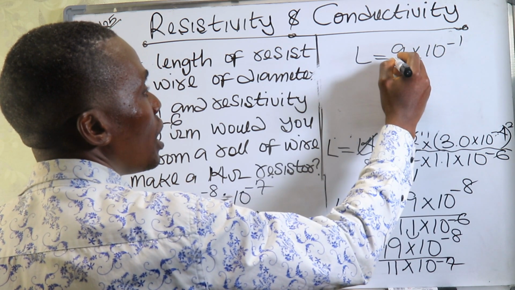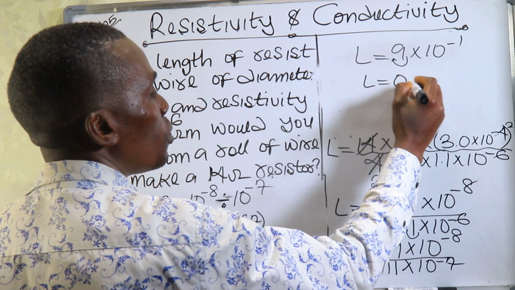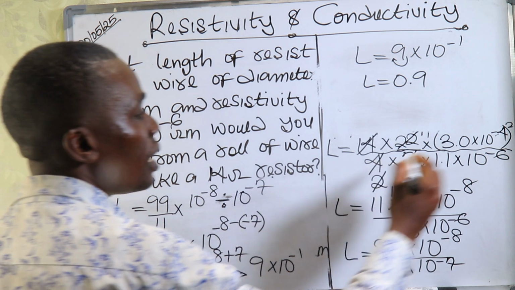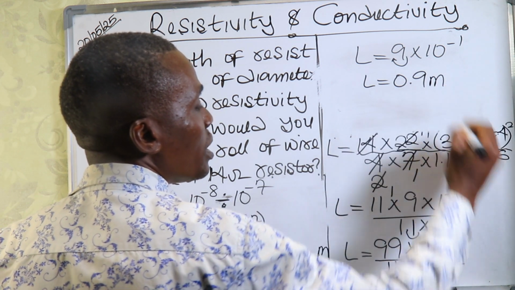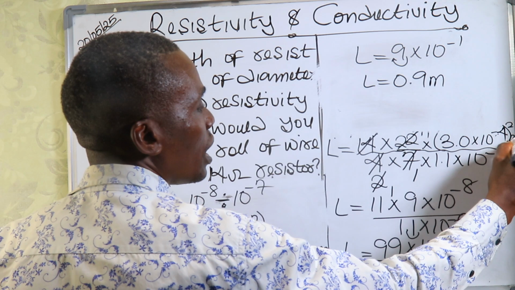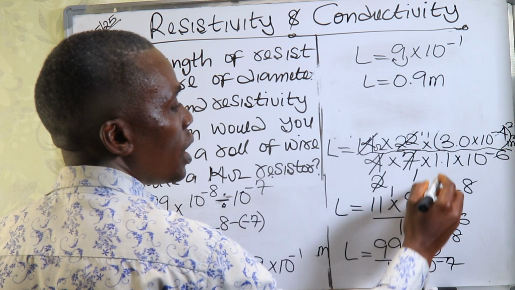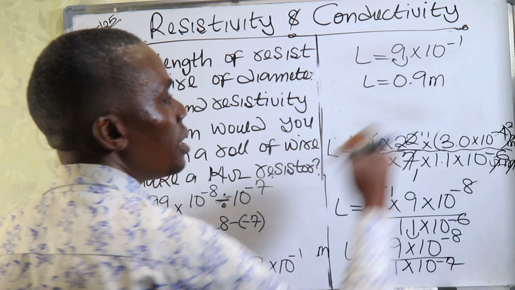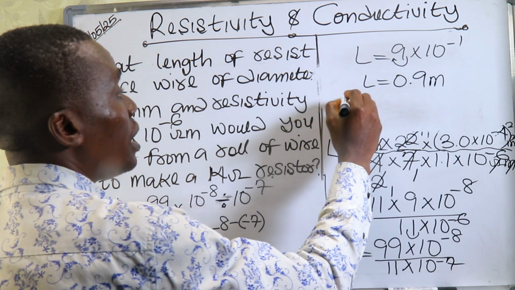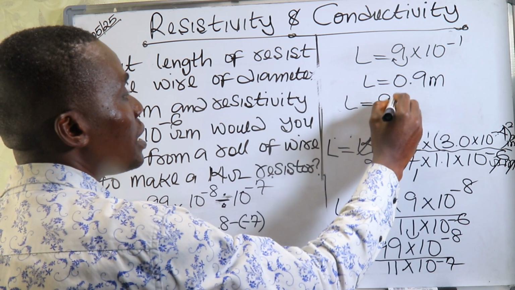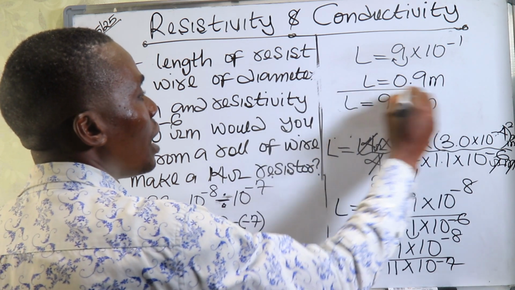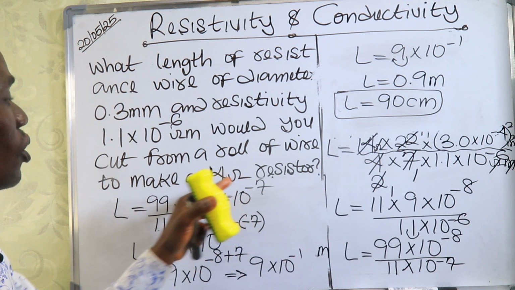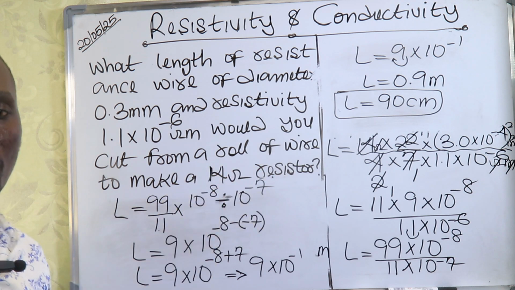If we move the decimal point here, it will give us our length equal to 0.9. So if it is 0.9, remember it is in meters, because here meter square, here ohms meter. So when I cut 1 meter, it remains meter. So in centimeters, the length of the wire we need is 90 centimeters, and that is the length of the wire we need in order to make a 14 ohms resistor.